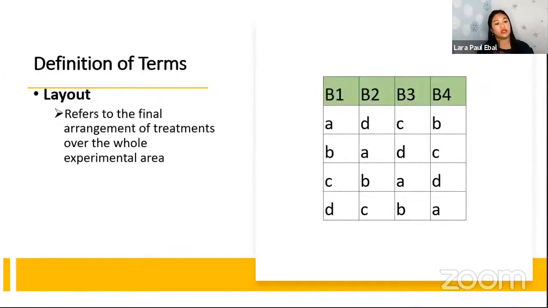Now, another term is the layout. This refers to the final arrangement of the treatments over the whole experimental area. So, as you can see on the right-hand side, we have this example of this arrangement of treatments.